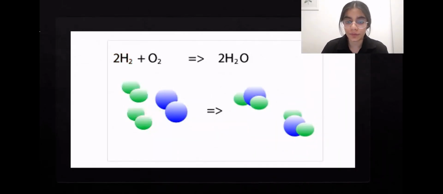If I were to give you one more example, look at the animation that is being played in front of you. Two molecules of hydrogen and a molecule of oxygen, O2, react with each other. The arrowhead represents the direction in which the reaction is proceeding, and they combine together to form 2H2O, which is also the symbol of water. Water is made up of hydrogen and oxygen.